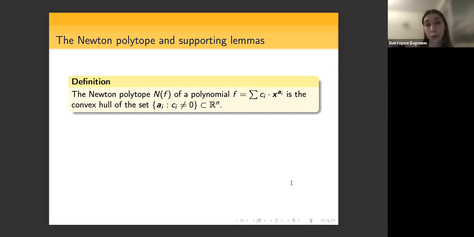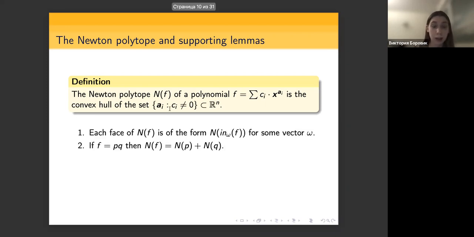I start with the description of the Newton polytope and some supporting lemmas. The Newton polytope of a polynomial is a convex hull of the set of its exponent vectors. And first, notice that each face of the Newton polytope has the form of the Newton polytope of some initial form of our polynomial f. Here I should remind that an initial form is a subsum of our polynomial where the inner product of omega with exponent vectors in this initial form is maximal. So it is very logical to notice. And also remember that if f is a reducible polynomial, then its Newton polytope is the Minkowski sum of Newton polytopes of its divisors.